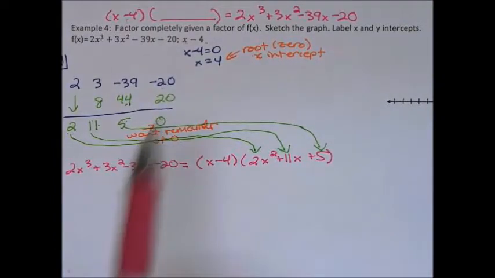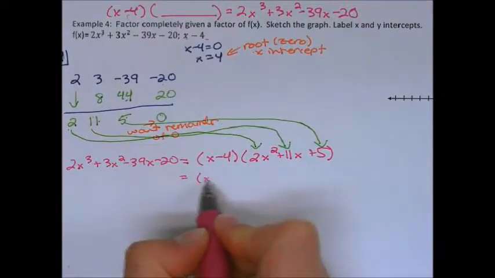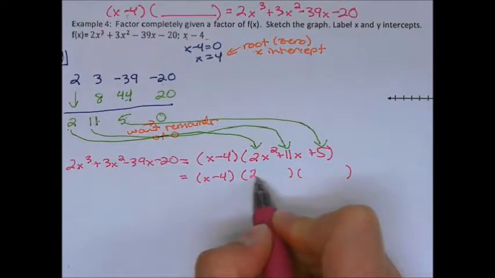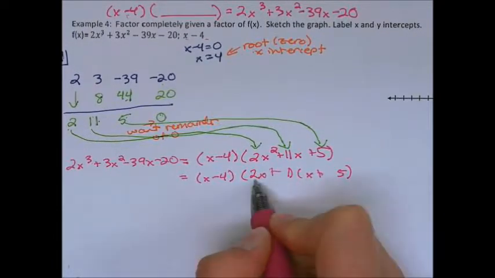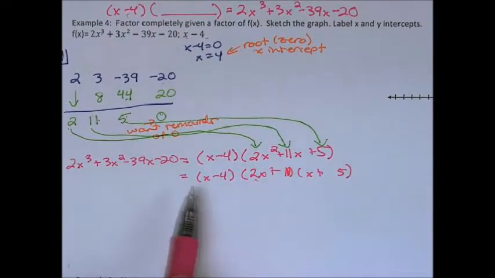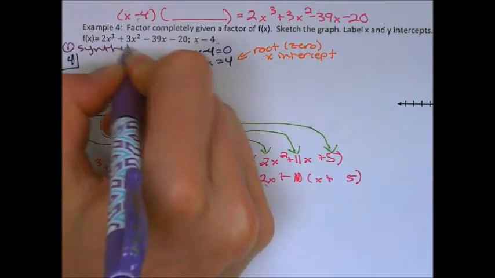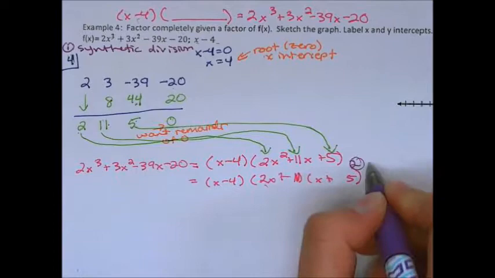Now, notice that it said factor completely. So let's look at this trinomial. Can I keep factoring it? Well, let's see. If I do a 2x, 5x, 1, that gives me a 10x plus x is 11x. So here is my polynomial factored. So we first did synthetic division. Then we kept factoring.